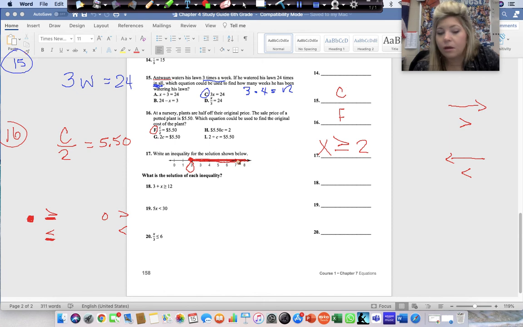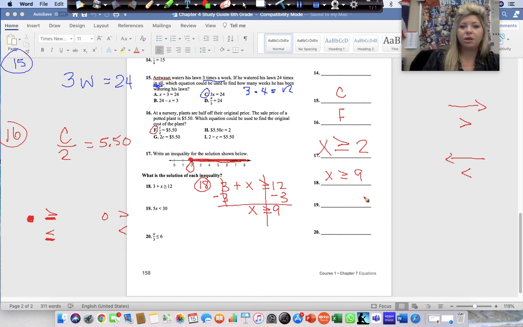Okay, number 18. Okay, we have 3 plus X is greater than or equal to 12. Draw the line down from your inequality sign. We're going to do these just like we would be finding the variable in a standard equation. Our X is being added to 3, so the opposite of that is subtracting 3 from both sides. This side is going to cancel because we have a 0 pair, and we bring down our X. X is greater than or equal to 12 minus 3, which gives us 9. So X is greater than or equal to 9.